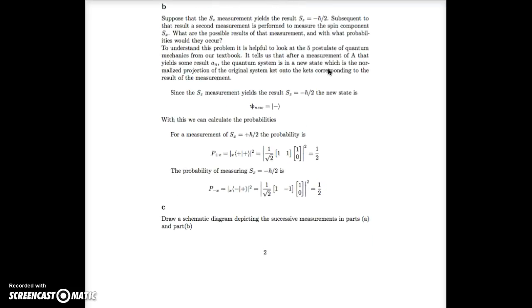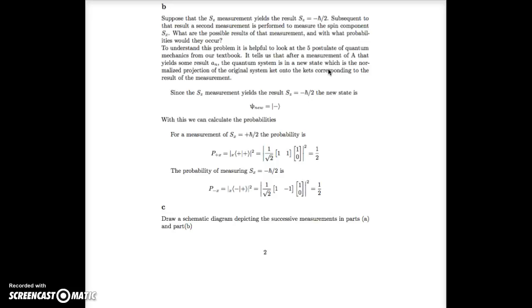Suppose that the S_z measurement yields the result S_z equals minus h bar over 2. Subsequent to that result, a second measurement is performed to measure the spin component S sub x. What are the possible results of that measurement, and with what probabilities would they occur? To understand this problem, it is helpful to look at the fifth postulate of quantum mechanics from our textbook. It tells us that after a measurement of A that yields some result A sub n, the quantum system is in a new state, which is the normalized projection of the original system ket onto the kets corresponding to the result of the measurement.